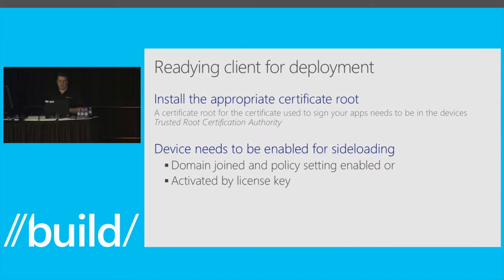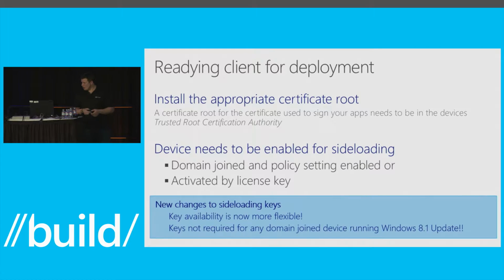Next, the device needs to be enabled for sideloading. If anyone's not familiar with sideloading on Windows, you generally have to enable a 25-digit key, or for Windows Enterprise Edition, have the device domain joined, and then add a group policy in place. So there's a couple different ways to set that up. We did make some changes in Windows 8.1 update to make sideloading a little easier. We heard there was a lot of frustration on just getting sideloading working and the things that you needed to do. So starting with Windows 8.1 update, we're moving to a more flexible key distribution model.